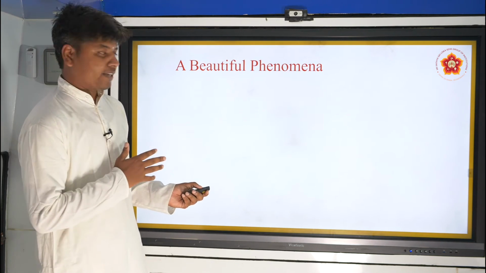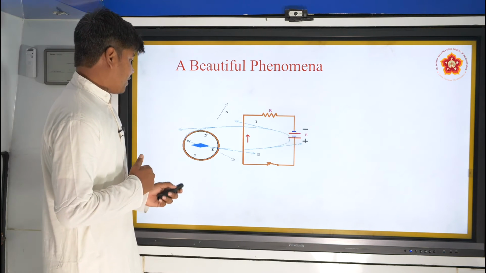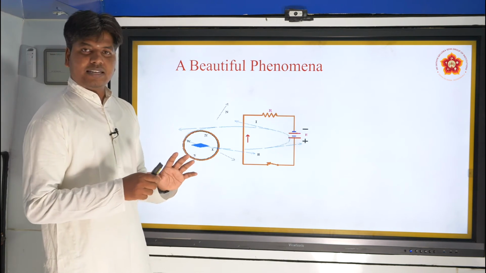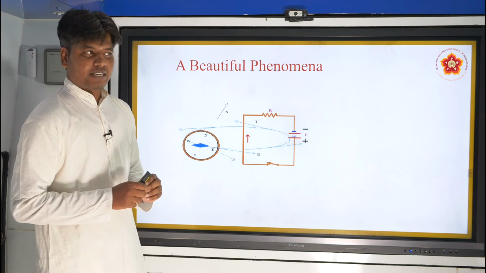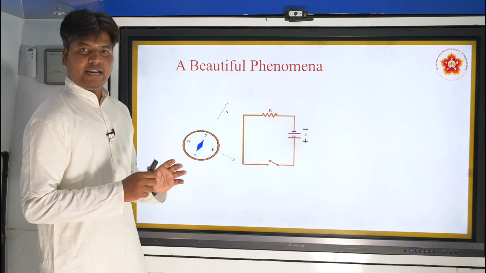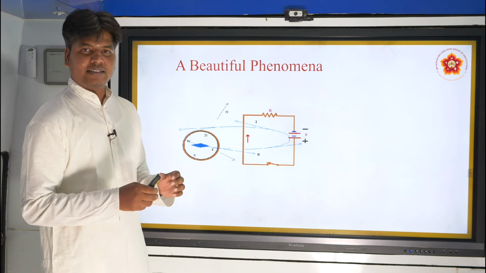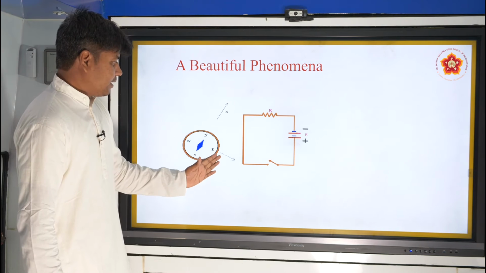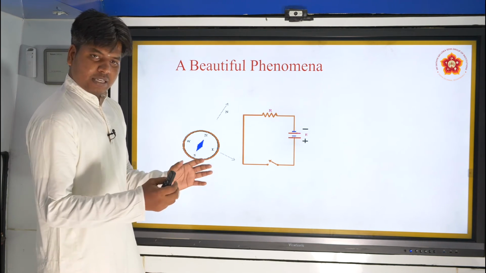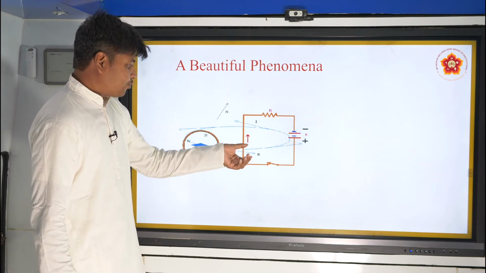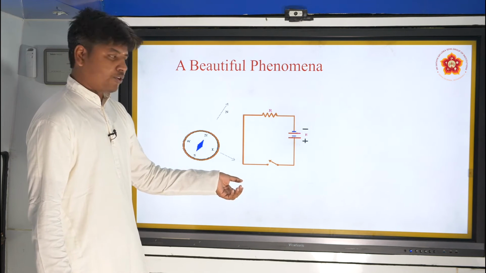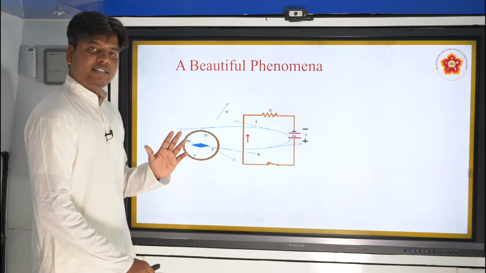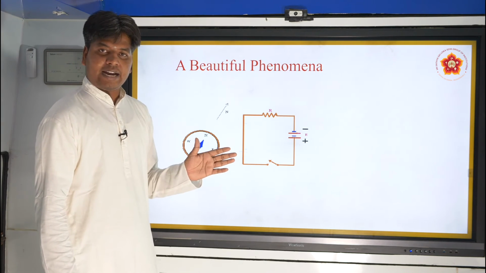A beautiful phenomenon. See here, during his lecture, he was explaining to his students in Germany. It was around 1803 or 1802. What happened is, he was doing his experiment. He switched on the circuit and there was a magnetic compass nearby. It started deflecting. Suddenly his eyes went there.